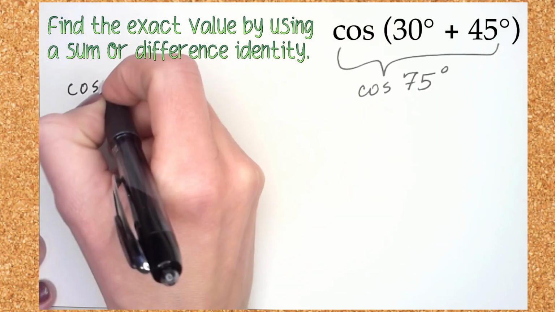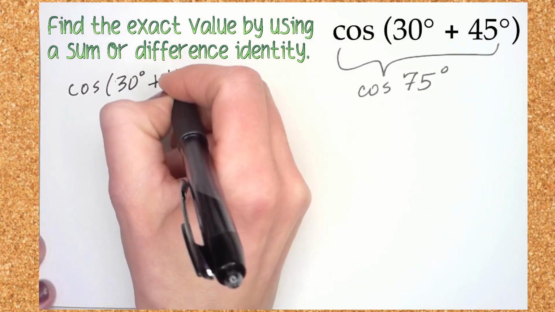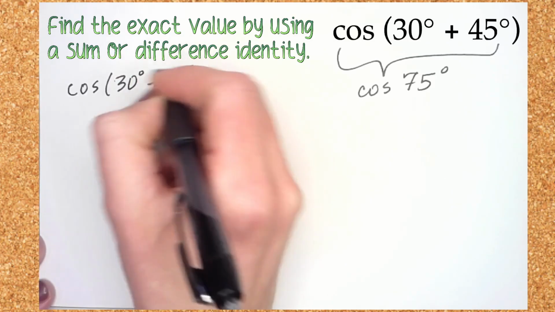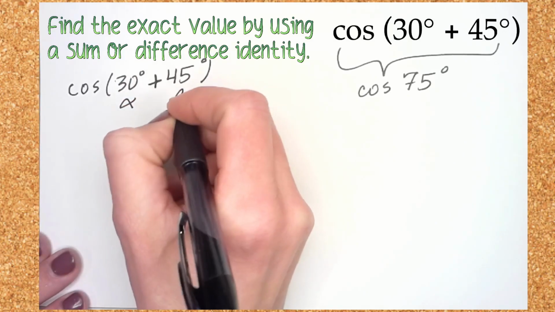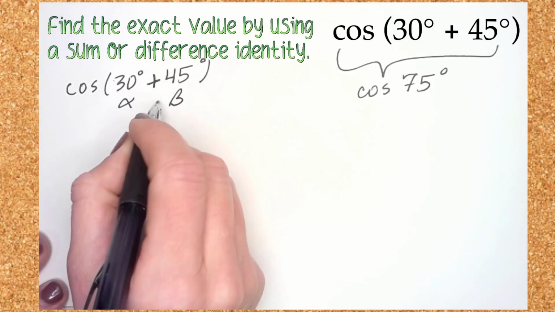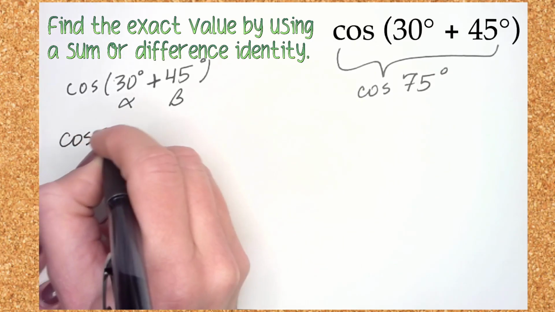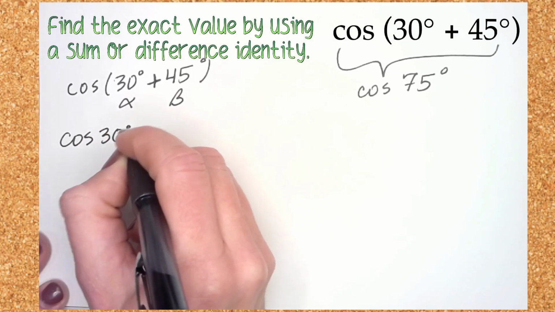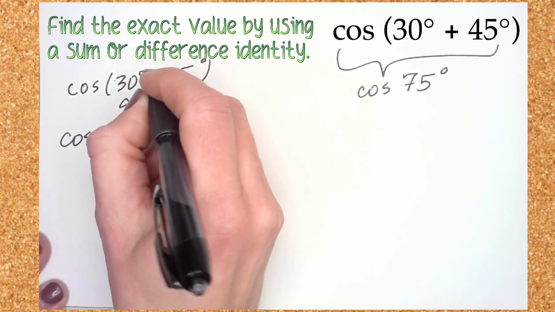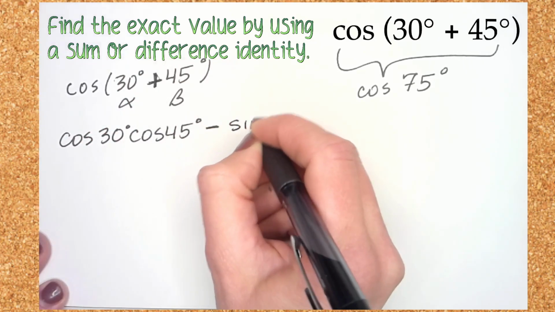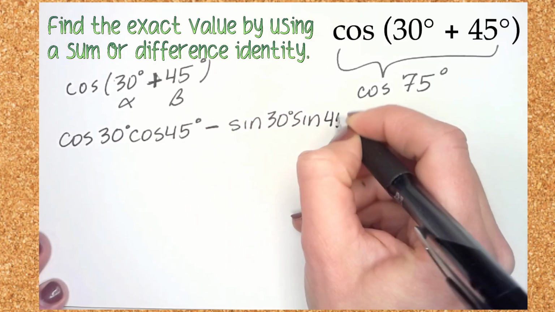I prefer to use an angle sum identity such as this, 30 plus 45 degrees. Now, if you wanted to put 45 first and 30 second, obviously that doesn't matter because addition is commutative. So right here we have our alpha and beta set up for us. Then you need to know the appropriate identity. That would be cosine alpha times cosine beta. And then for cosine, we always use the opposite sign. So minus sine of alpha times the sine of beta.